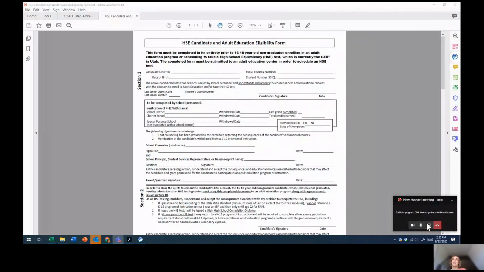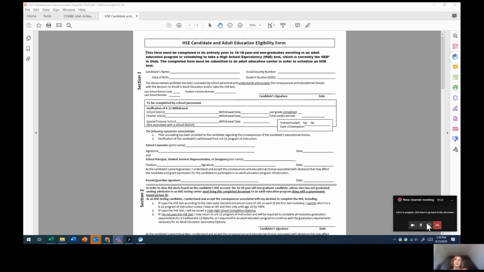And I just wanted to take a minute to explain to you the use of the HSE Candidate and Adult Education Eligibility Form. This form should not be confused with a withdrawal process. It specifically is used for adult education personnel when students are either enrolling in adult education or preparing to take the GED. So this is the form, and you can see the top section 1 is for both types of students, those who are desiring to enroll in adult education or wanting to take the GED.